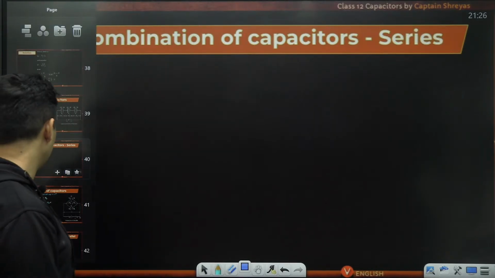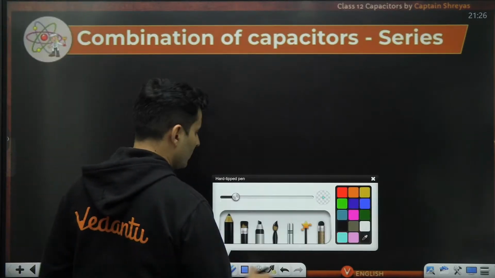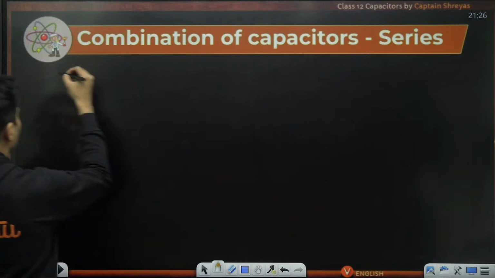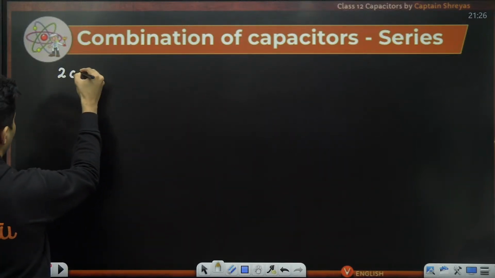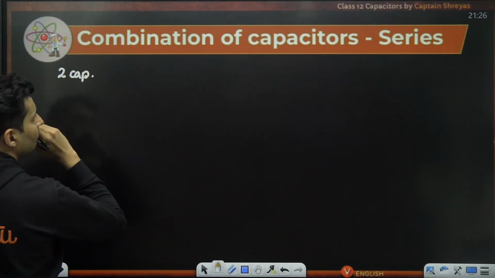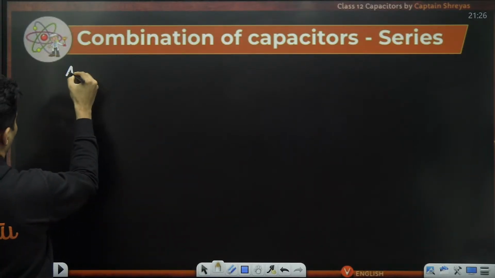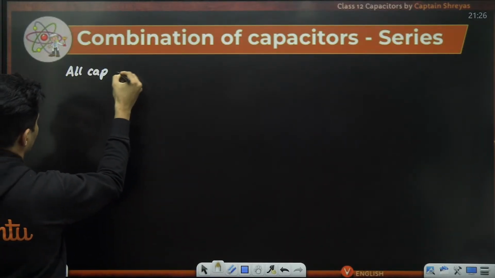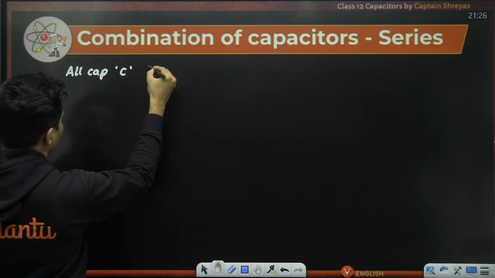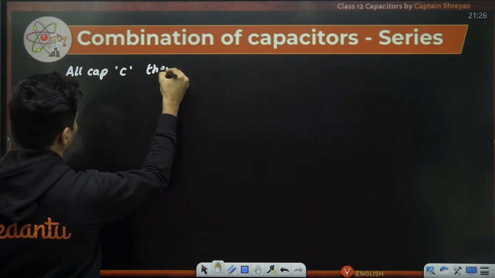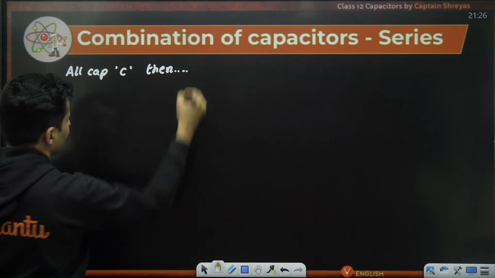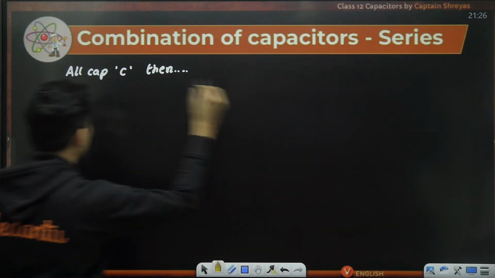Now, also remember, let's take some special cases also. Two capacitors. No, this is series, right? We don't need two capacitors. Let's say all capacitors are C, then what will happen? If all the capacitors are C, then what will happen? So imagine this.